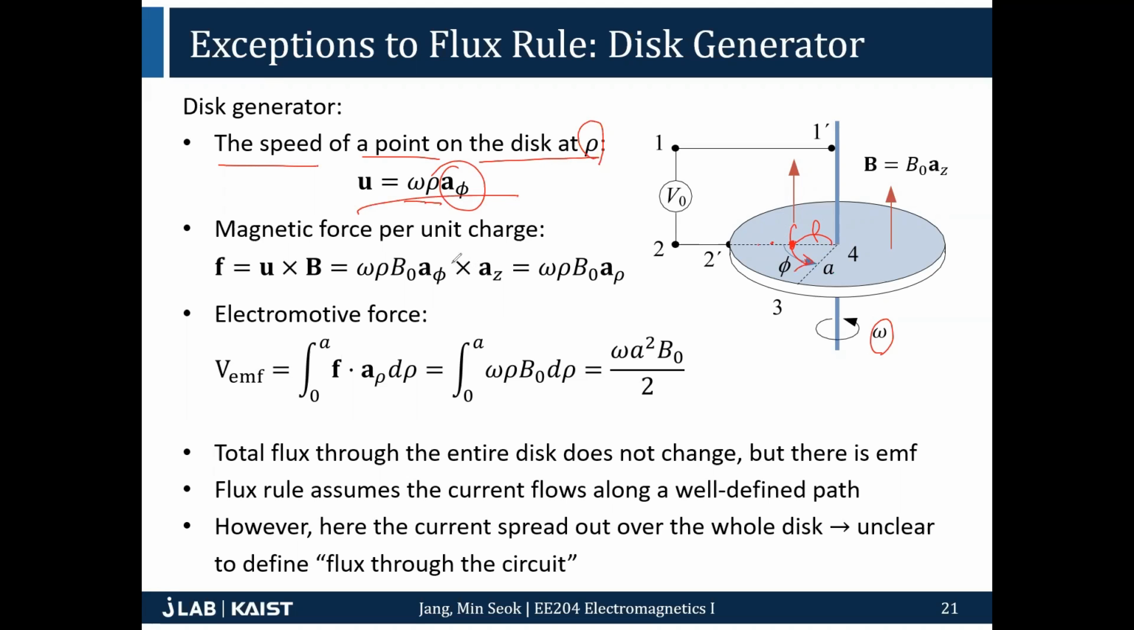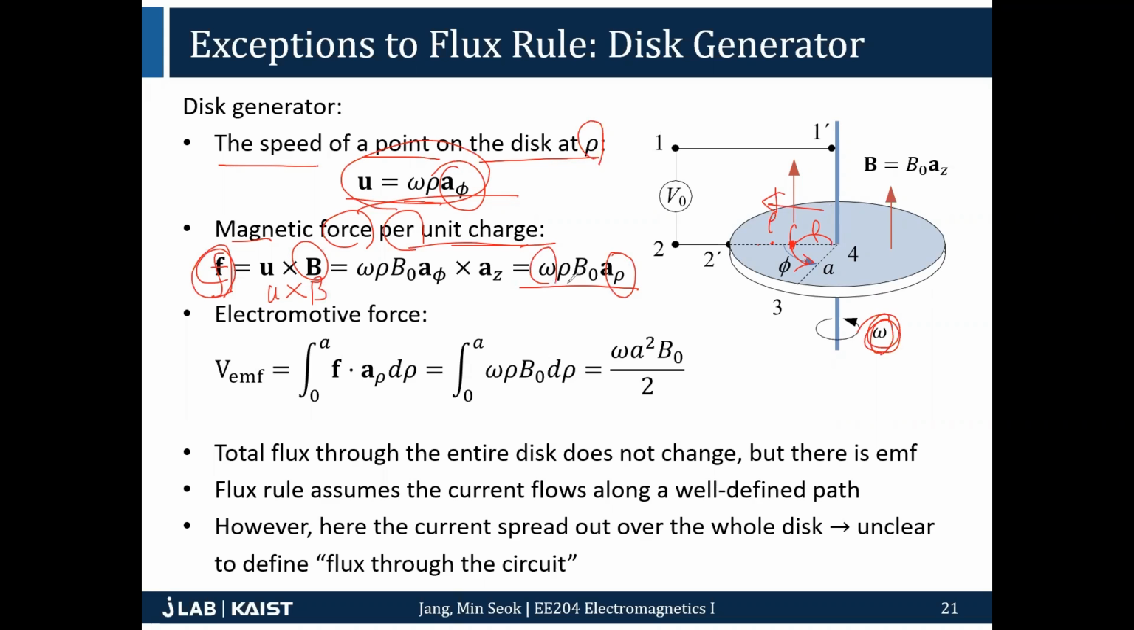And so, magnetic force per unit length. Because charges are also moving with this angular velocity, you can evaluate the Lorentz force. So magnetic force is u cross B, right? Per unit charge. So it's u cross B. And you know u and you know B, and you can calculate the magnetic force. And then the magnetic force is along the rho direction.